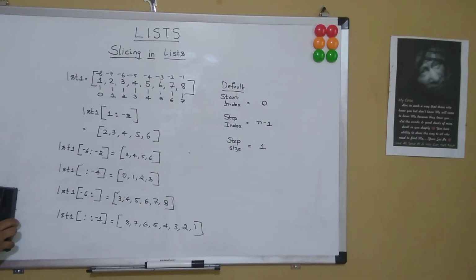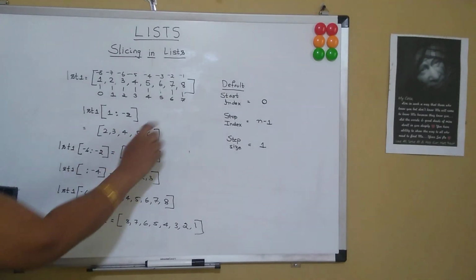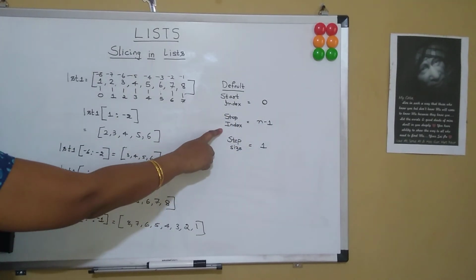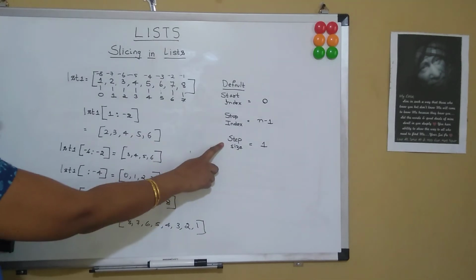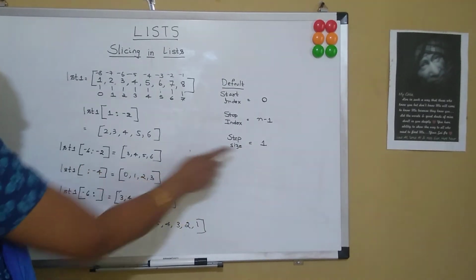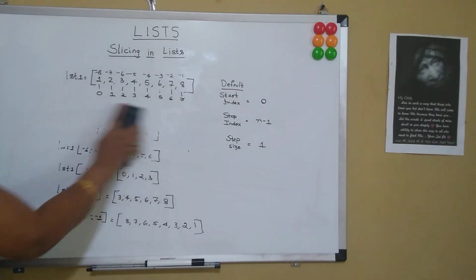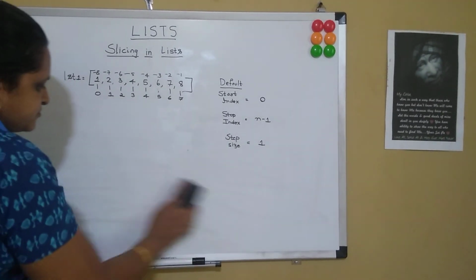So this is how the positive and negative indexing works in Python. If you don't give any start index, it will start from 0. If you do not specify any stop index, it will go till end of the list. And if you don't specify step size, 1 will be considered as the step size. So hope so friends, this is clear for you.